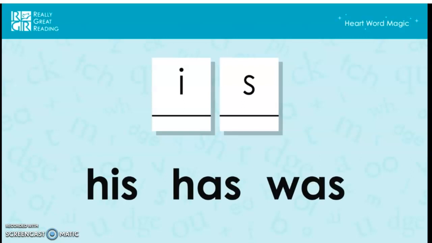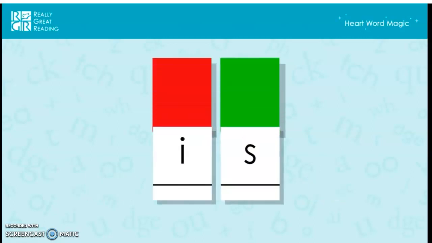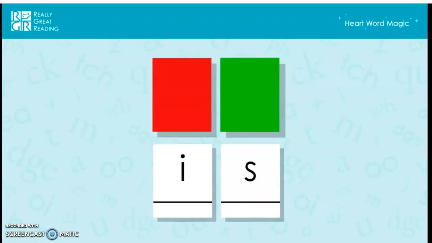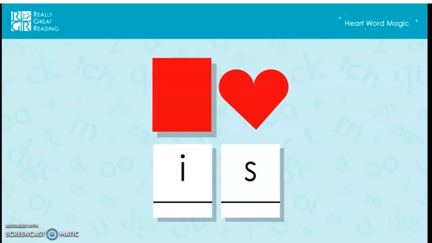This is important to remember when we are learning to read. Remembering heart words is easier when we know there is just one part to learn by heart.